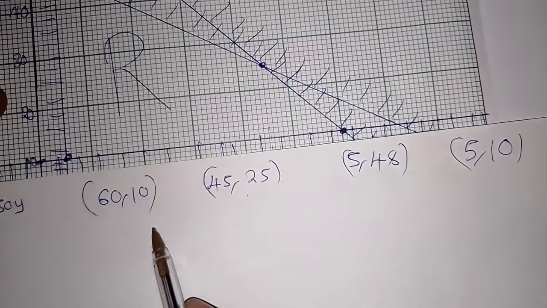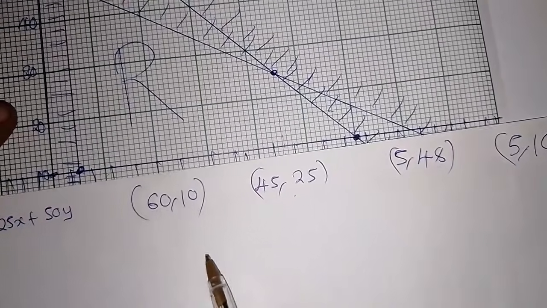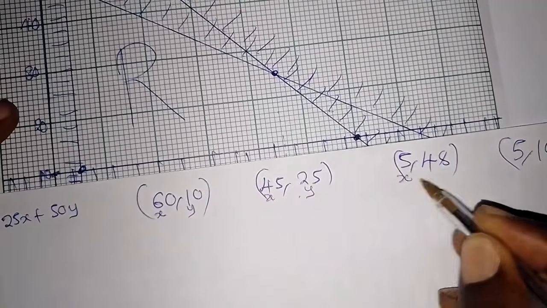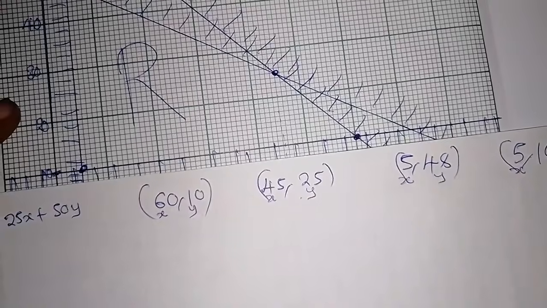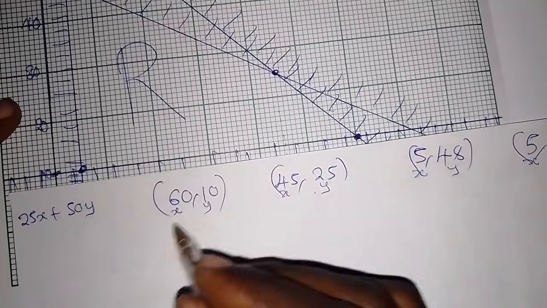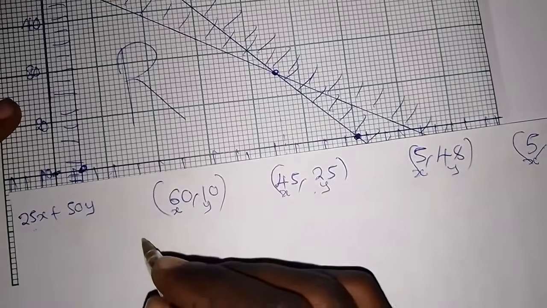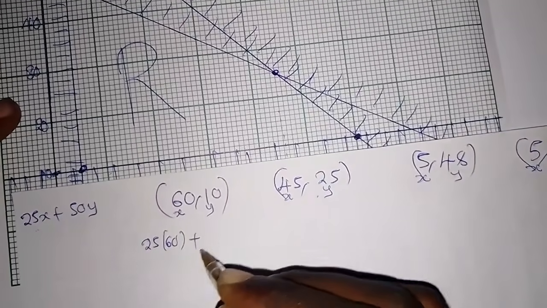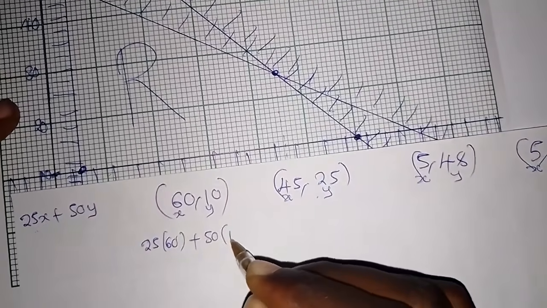You get this now, you start testing which one will give you a bigger number. So this is x, this is y. You test them. So here what you are going to do is say 25 multiplied by 60 plus 50 multiplied by 10.